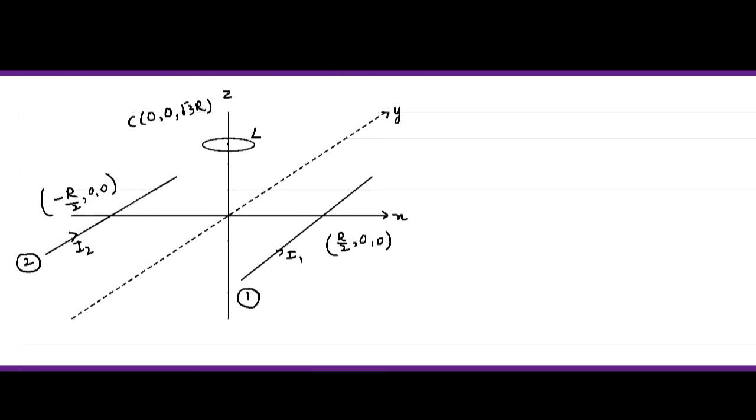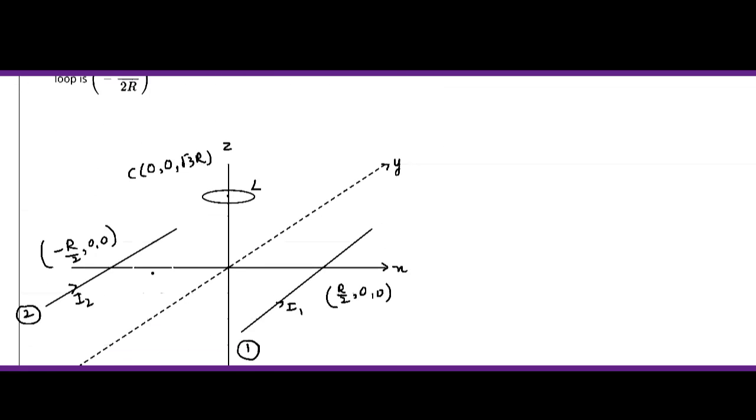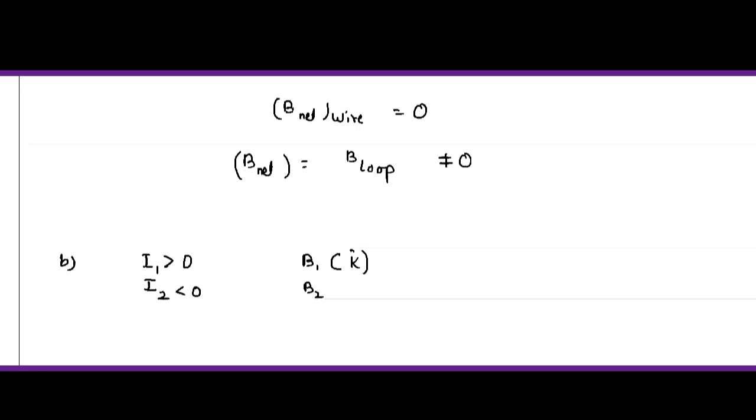Now, for I2, which is less than 0, the direction of current will be in this direction. So the magnetic field would be in the plus k cap direction using the right hand thumb rule. So we can say that it would be in the k cap direction.